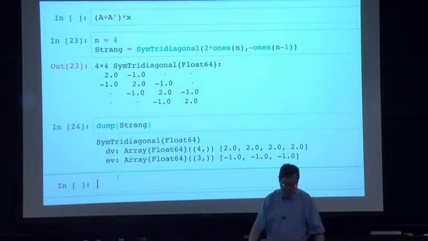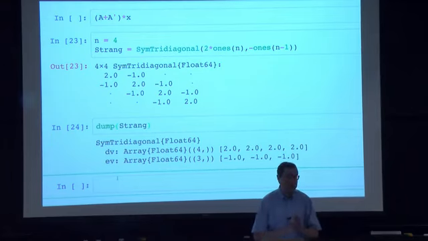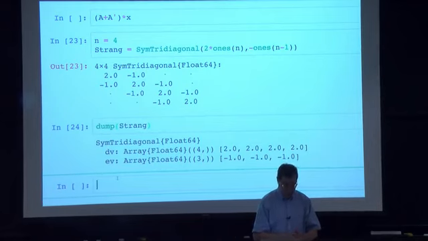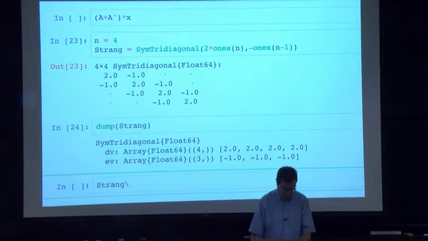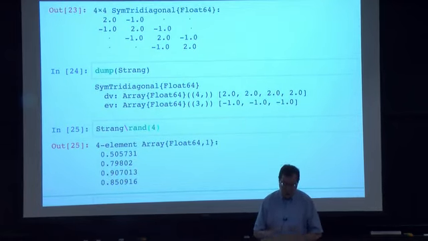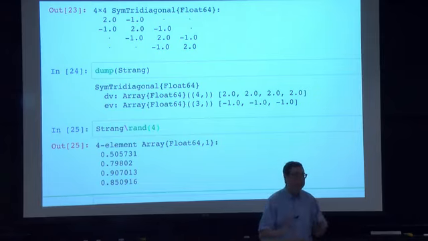And in a way, one uses types in Julia to basically only store what you need, not more, and then you define your operations to work. So for example, if I were to take Strang inverse times anything, here's times a random 4, I'm going to do a linear solve. You would want to use a special backsolve that knew that the matrix was a symmetric tridiagonal.